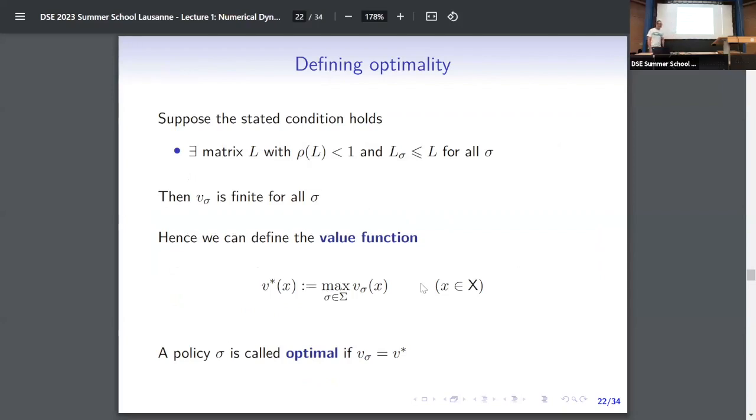Let's move on to defining optimality. Once we've got lifetime value at every possible policy, we take all of the policies over the set of feasible policies and we maximize. That's the definition of the value function, which I'll call V star. And then a policy sigma is optimal if it attains this. Remember, these are functions, so this is saying that at every state, this policy gives me the maximum amount of lifetime value. Standard definition of an optimal policy.